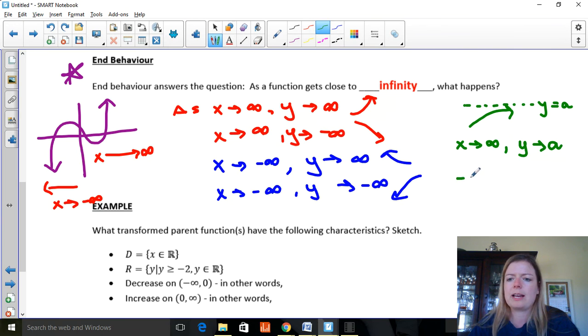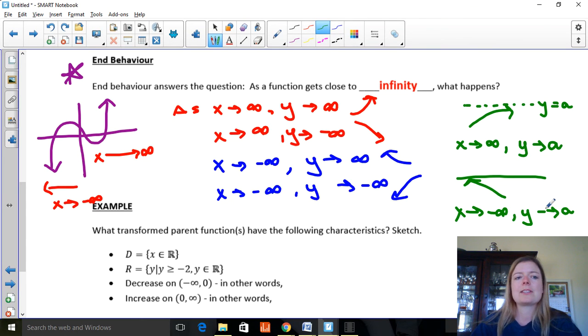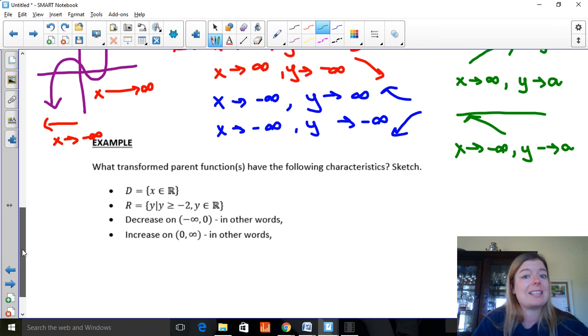Or, of course, you could have it being this way. So as x approaches negative infinity, y is approaching a. All right, so that is end behavior. It's what is the function doing as it's getting really, really big to the right, going to infinity, and what's it doing when it goes really, really big to the left, so approaching negative infinity. Okay, and you use this notation with arrows to answer that, which saves you a lot of writing.